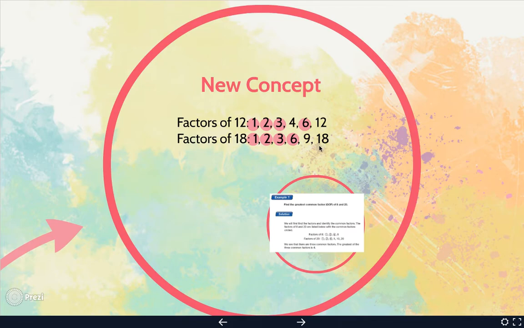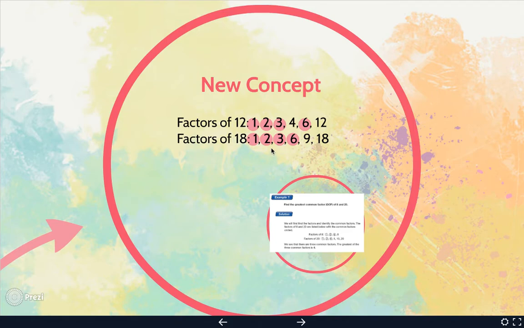Now, if you remember, a factor is something that you multiply together in order to get this number. So we multiply 1 and 12 to get the number 12, or we can multiply 2 and 6 to get the number 12. And what I've done for you is I've highlighted the factors of both 12 and 18 that are the same. So they have 1 and 2 that are common, 3 and 6 that are common.